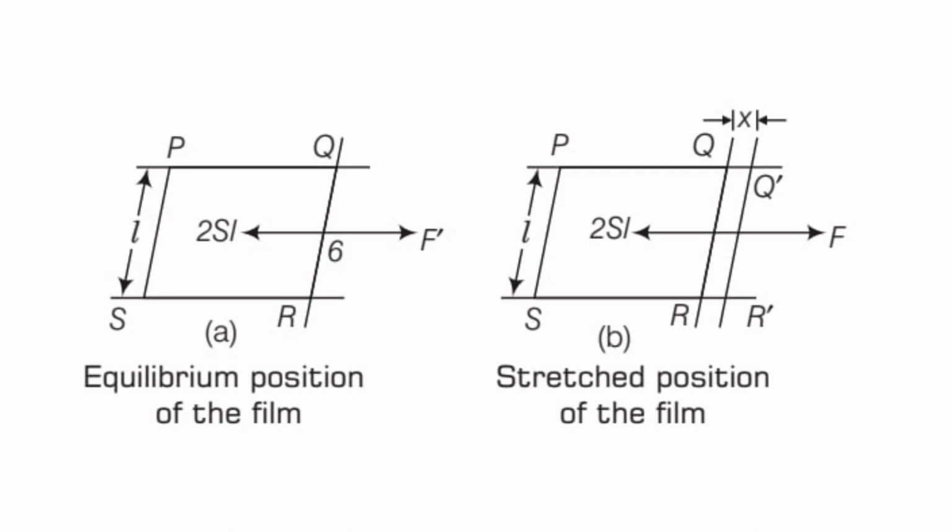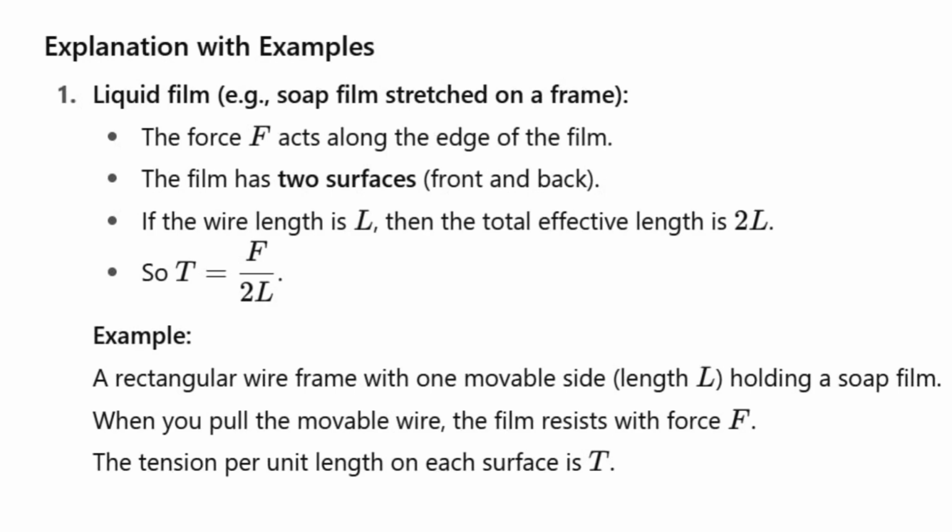Do you understand this? Therefore, the rod QR is moved to the right side to the new position Q dash R dash. Since the soap film has a top surface and a bottom surface, that is why I have used 2L here. Do you understand this? So 2L means you have two surfaces. That is, this is twice the surface area into the length factor.